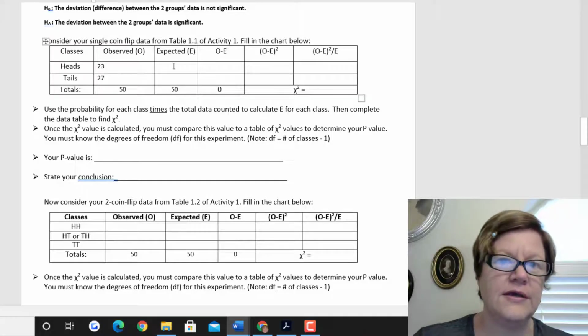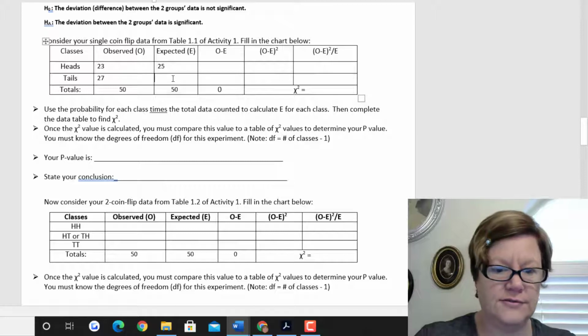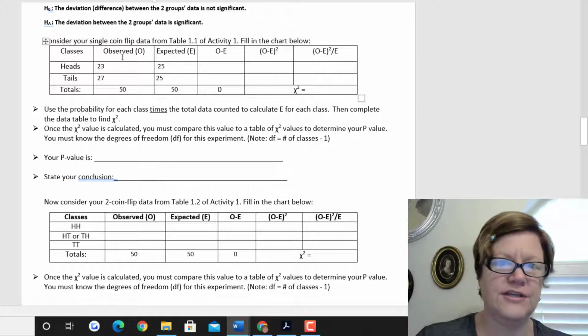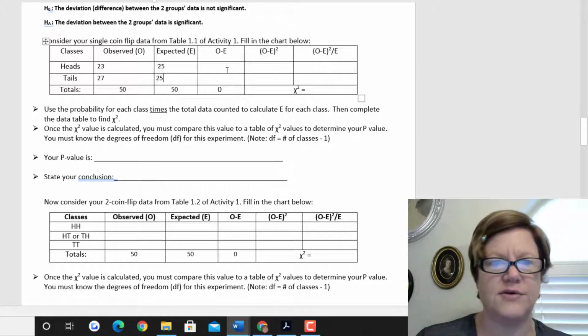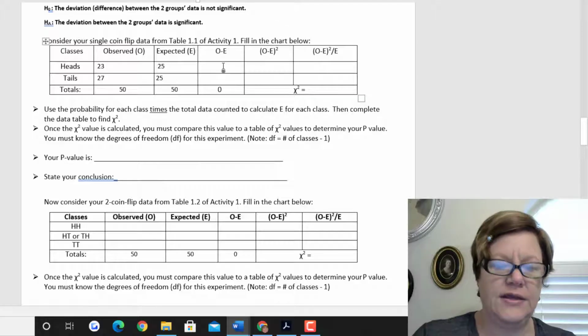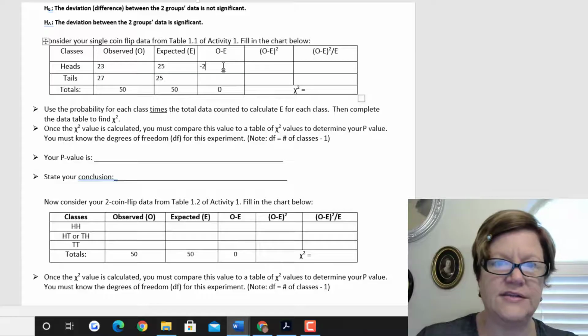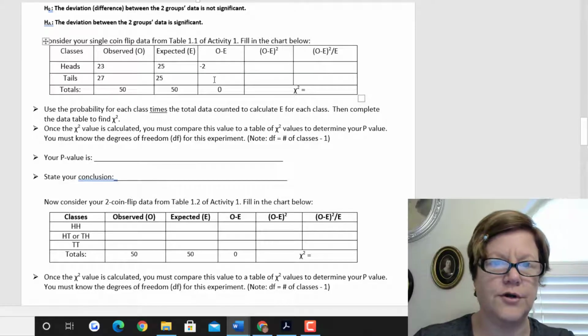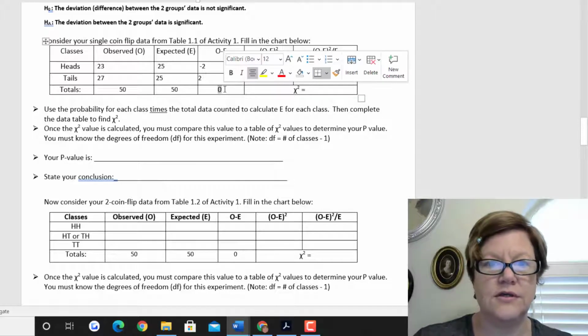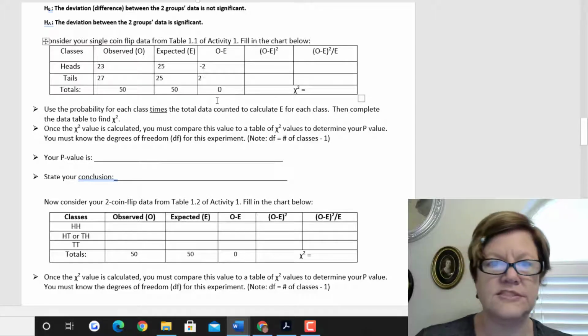It could happen. Now what you expect would be 25 heads and 25 tails. I'm just looking at the top of each column and it's telling me what to do, really. All right, now the deviation between those two, 23 minus 25 is -2 on that first row. On the next row, 27 minus 25 is +2. So the sum of the deviations should be 0. That's kind of a self-check.